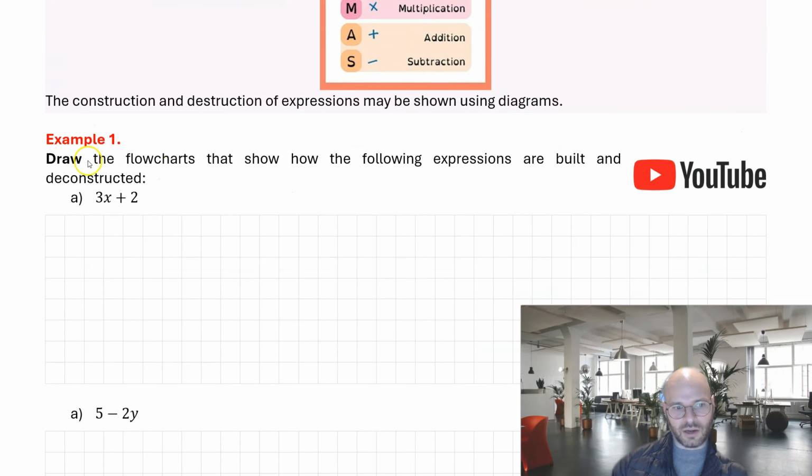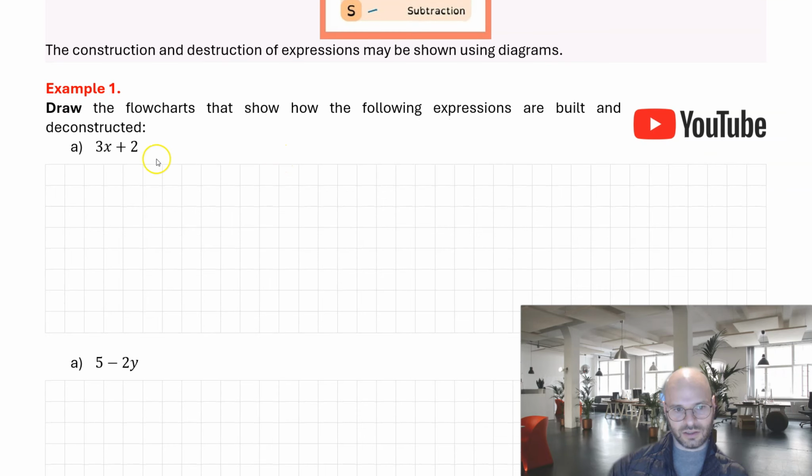Let's have a look by example. Example 1: draw the flowcharts that show how the following expressions are built and deconstructed. We have the expression 3x plus 2. What we want to do is build a flowchart that shows how the expression 3x plus 2 is built, starting from x.